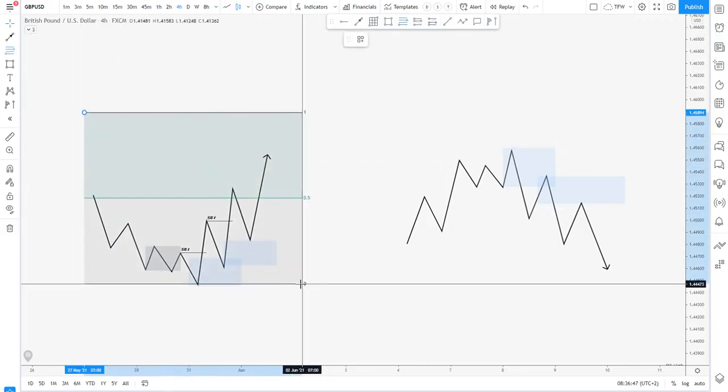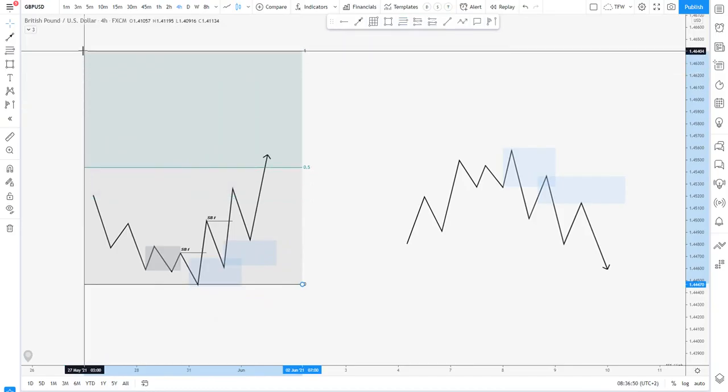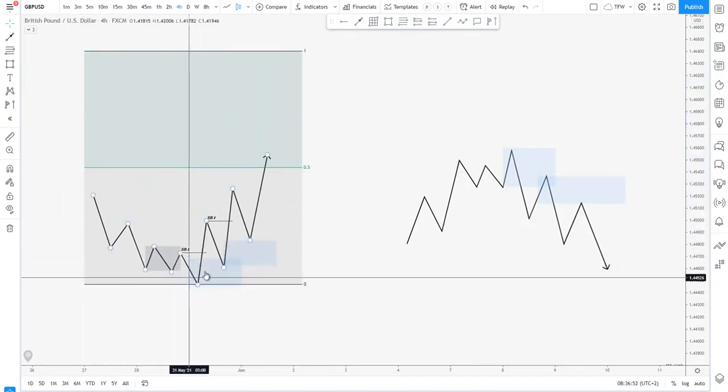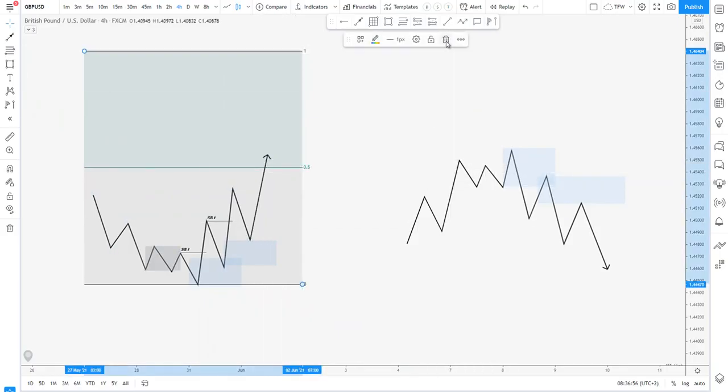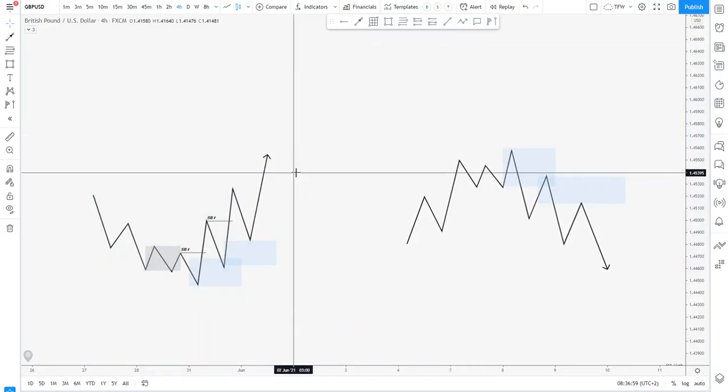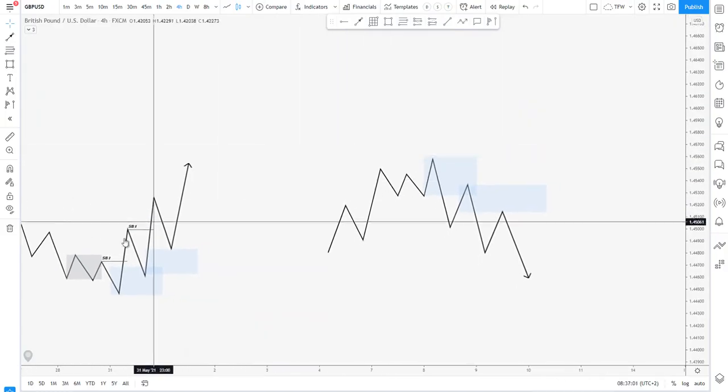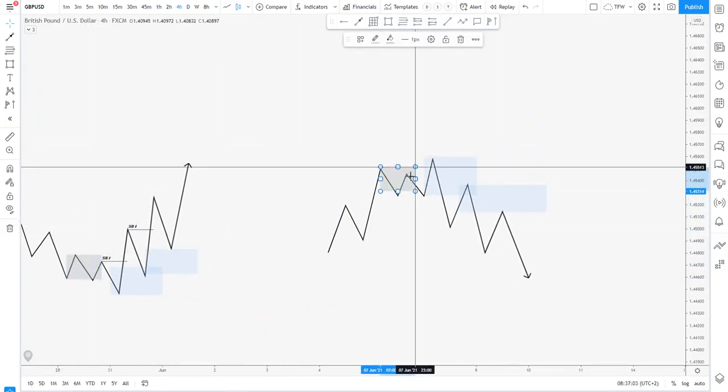Let's say that you have something like this and you manage to get something like this, and you spot the reversal down there. So you trade the market all the way up towards the 50%. Then you look to close your positions and start focusing on shorts. And again, same thing for a bullish market.